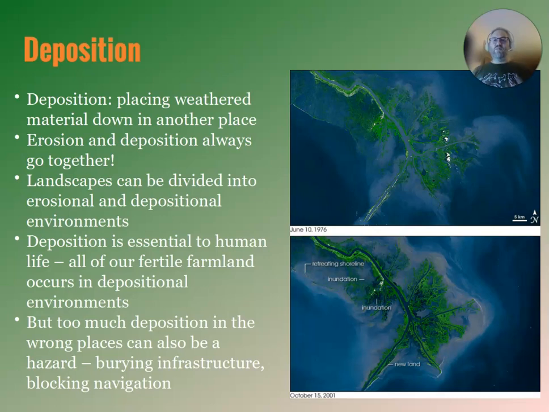So if we get too much deposition or deposition happening in the wrong places, we can bury infrastructure, houses, roads, etc. It can block navigation. So it's a very common thing that the mouths of rivers have to get dredged out. So we have to basically send a boat in with a big scoop to dig deposited material out of the riverbed to keep it wide enough and deep enough for boats to come through.